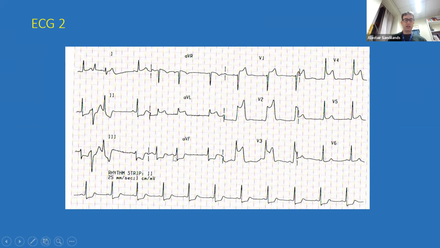And it's in the region, it's in 2, 3 and AVF, which is the inferior wall. Okay, so again, below the isoelectric line. So that you'd be describing the ECG abnormalities. There is ST elevation in V1 to V4, lead 1 and AVL. There is ST depression in leads 2, 3 and AVF.